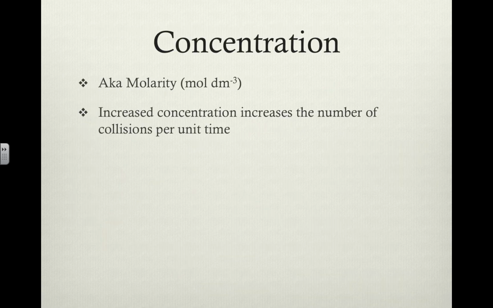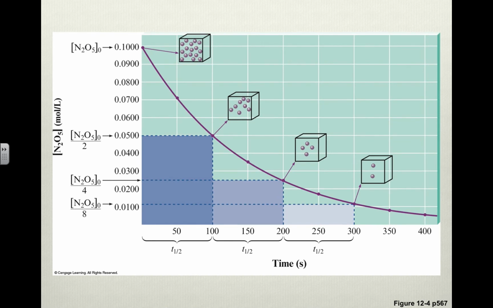Number two, concentration. This is molarity, or moles per cubic decimeter. An increased concentration increases the number of collisions per unit time, or the frequency of the collisions. Don't just say that it increases the number of collisions, because it doesn't do that. It increases how many are happening per second or minute, so the frequency. You can think about it this way. At very high concentration, it's crowded. These molecules are going to run into each other a lot more. And the rate is going to decrease as the number of particles decrease, simply because they're not going to run into each other as much.